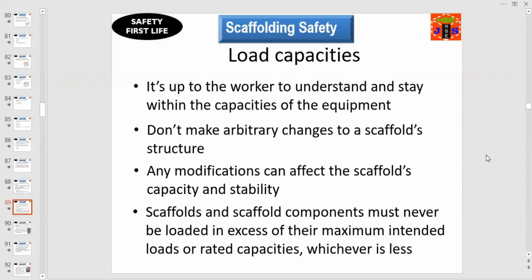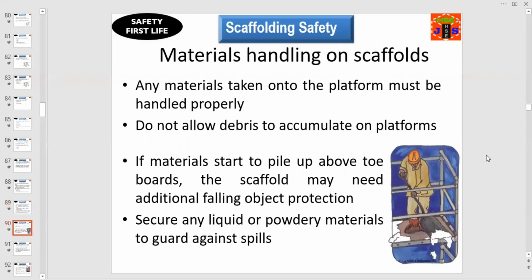Scaffolds and scaffold components must not be loaded in excess of their maximum intended loads or rated capacities, whichever is less. Dear friends and fellows, you are on the platform of safety, first to preserve, protect life. Today, we are targeting scaffolding hazards and safety precautions.